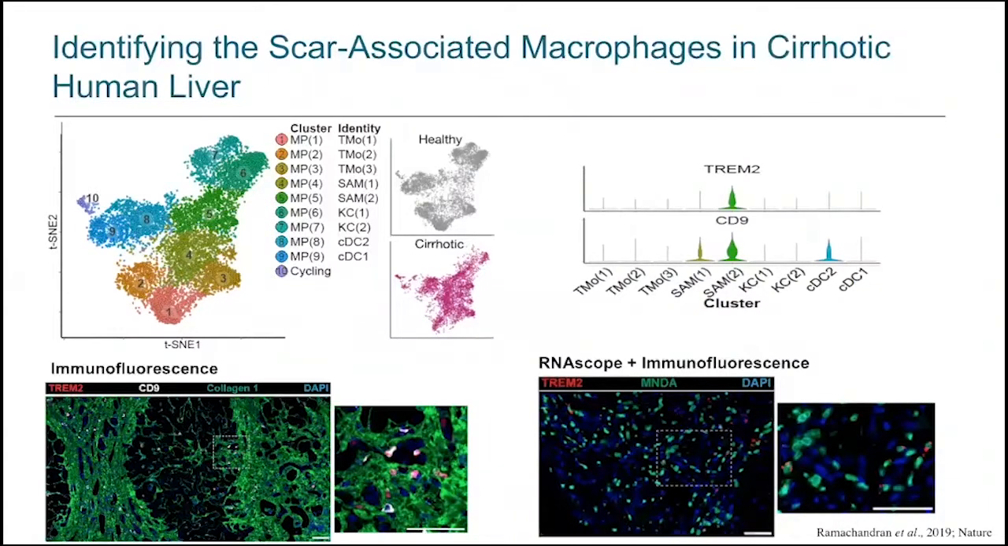Immunofluorescent co-staining, shown on the left, and RNAscope, again combined with immunofluorescent, shown on the right, confirmed the presence of these CD9 positive, TREM2 positive macrophages within the fibrotic niche. MNDA was used as a marker of macrophages.